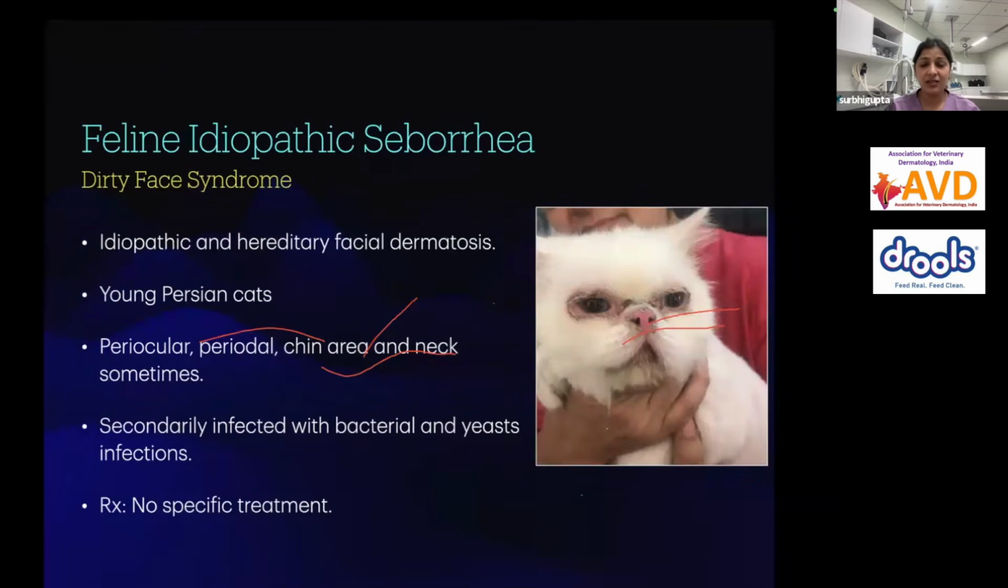But yes, the breed and the presentation itself is the diagnosis for that. There is no specific test which you can do, but you can always look for the secondary infections, like cytology, which will help you in knowing what infection is going on along with that, because yeast are very common with that, and that you have to manage. You can manage this with topical ointments, or sometimes oral azoles to manage the yeast.